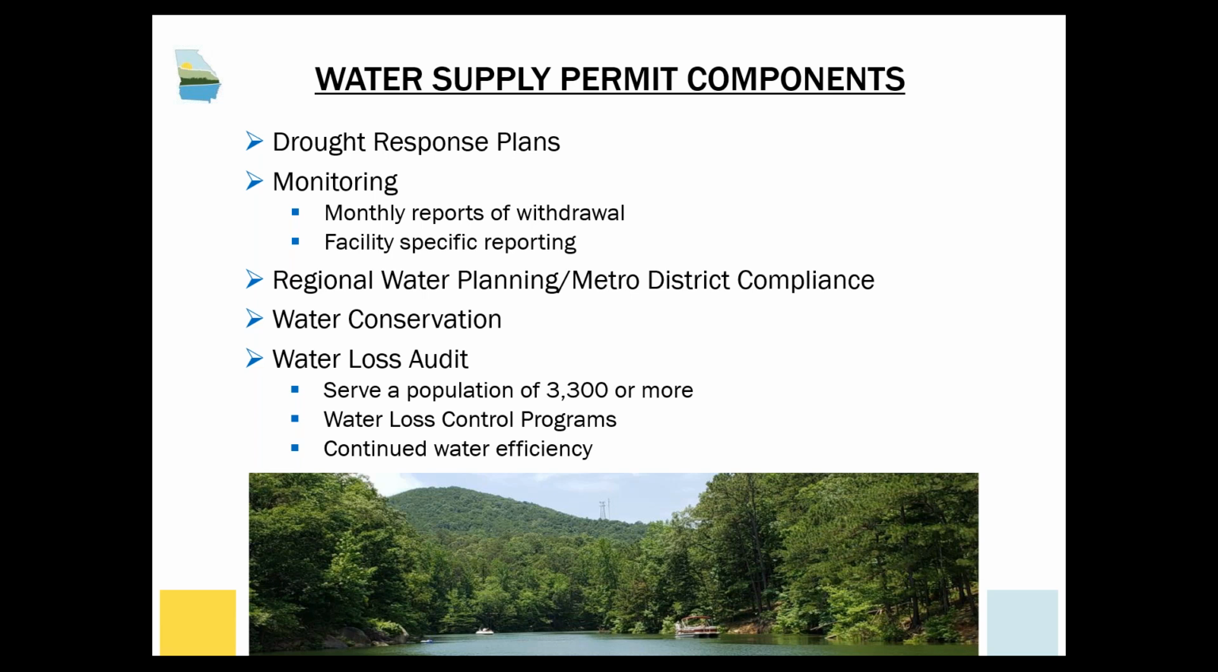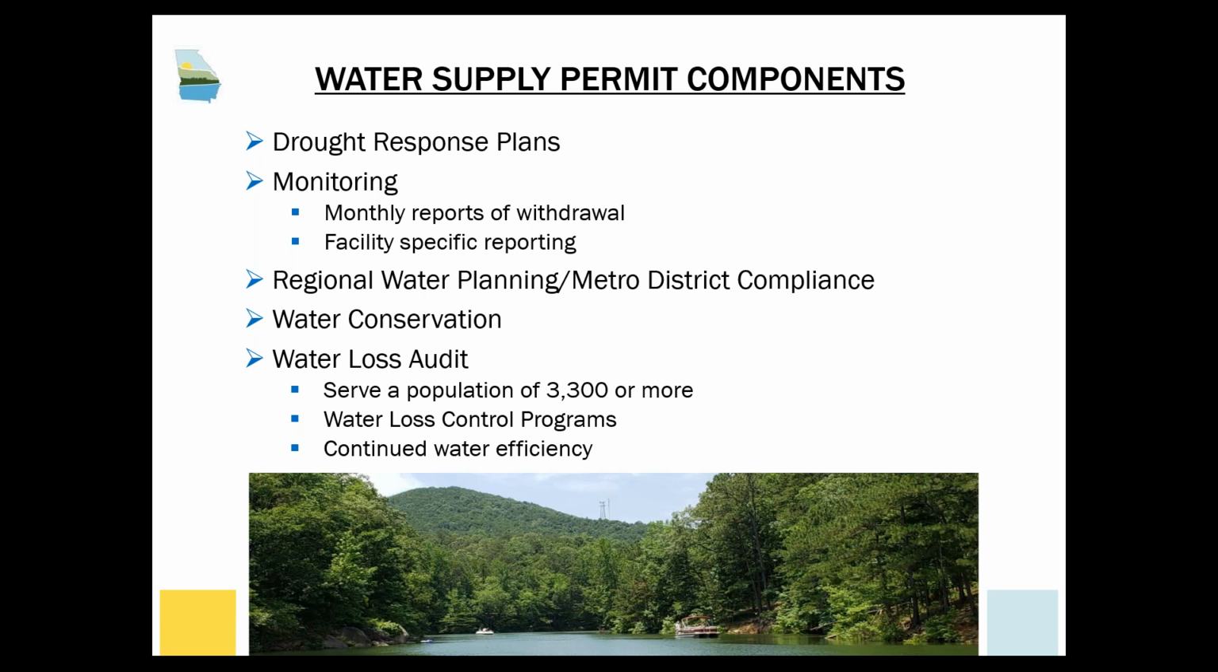And just like the drinking water and the wastewater permits, there are monitoring requirements. Just like drinking water, there's monthly reports of withdrawal. So we focus on the quantity of withdrawal as opposed to a quality aspect, which is covered under the drinking water. And we also have facility specific requirements. Here we want to know purchase sales. It doesn't apply to every system, but some systems purchase water and some systems sell, and some do both. And we need to know that information so we can kind of see how the water is distributed throughout the state. It especially has importance with interbasin transfer information.